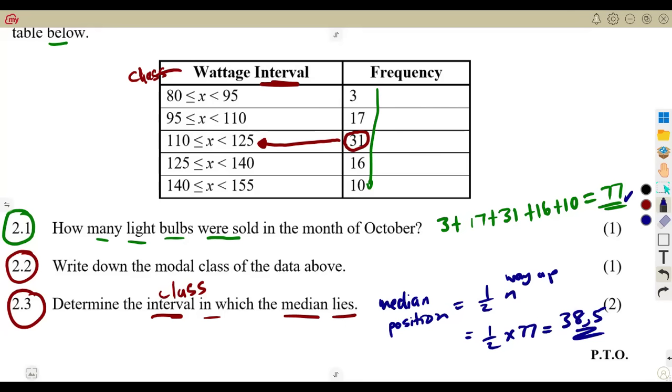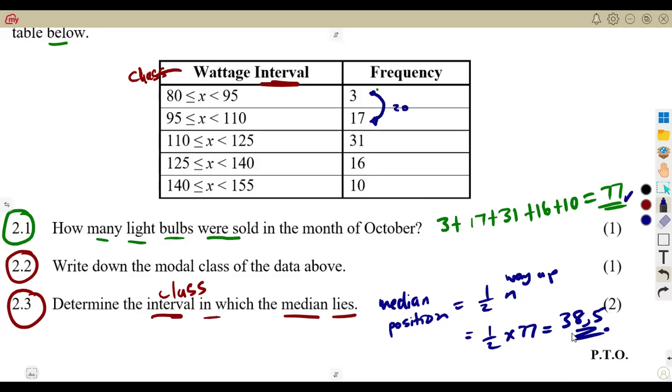Where are we going to have this? If we count up to 38.5 in terms of the frequency, we have to count now. You have to count these numbers that we are given up to a condition where we get 38.5. So the first one is 3. We add this 17 that we are seeing. That is going to give us 20.